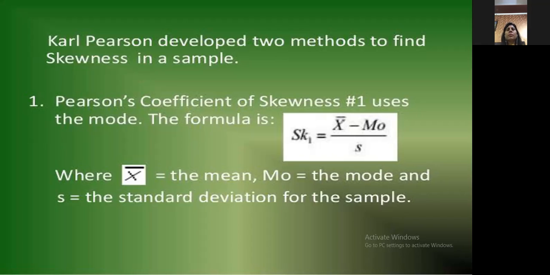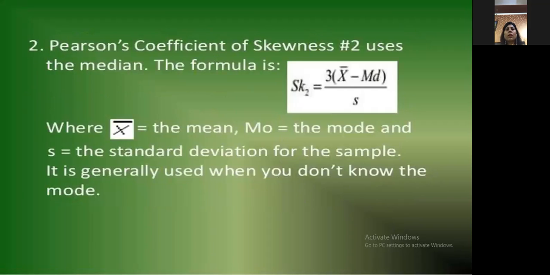Next comes Pearson's second coefficient of skewness, and here we use median. As I said, in Pearson's coefficient of skewness, first we use mode and then we use median to calculate the value. So here you will see the formula as SK2 is equal to 3 bracket X bar minus median divided by standard deviation. X bar is your mean, Mo is your mode, and S is your standard deviation for the given sample.